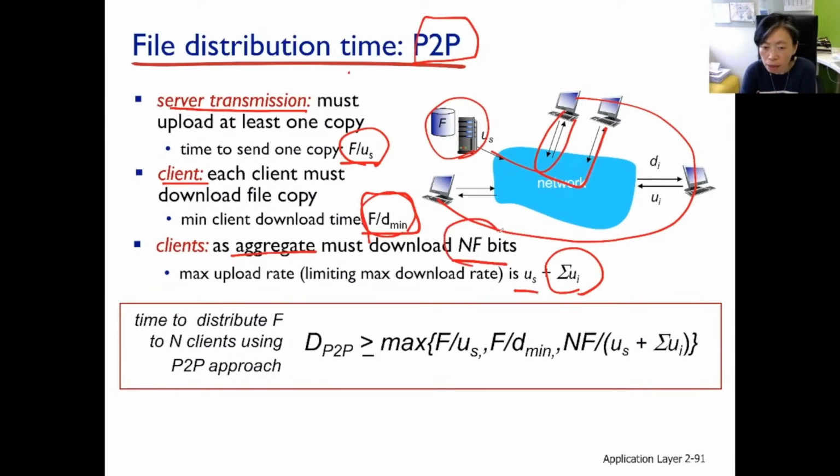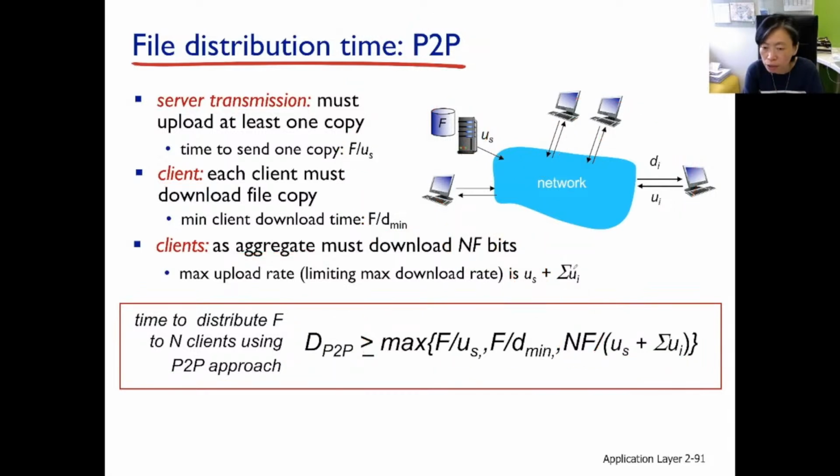If we want to download NF bits over this much bandwidth entirely, right? So we have the server being the bottleneck case, one of the clients being the bottleneck case, and the system overall being the bottleneck case. So NF bits need to be passed out over the entire uplink capacity of the system. Right? So the distribution time is bounded by one of these terms.